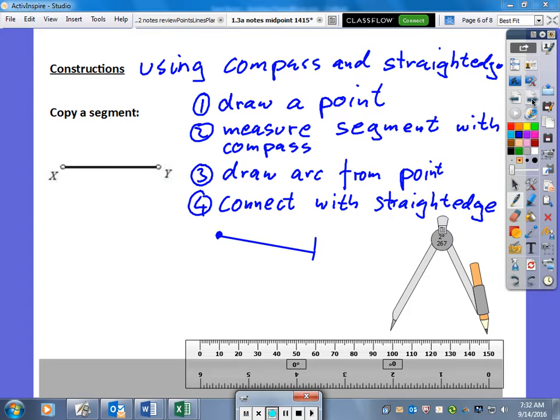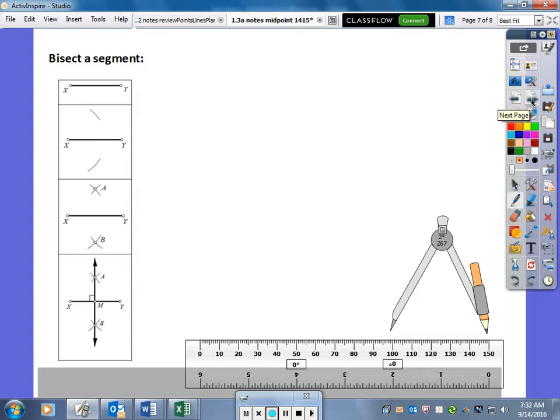The next thing we're going to construct is a bisector of a segment. We're going to bisect a segment. Well, as you can see here, we have to start somewhere. The segment is already given to us. The segment is given together with the instructions to bisect it.